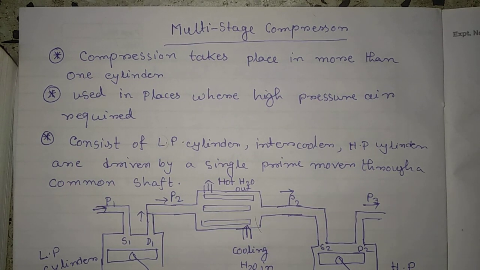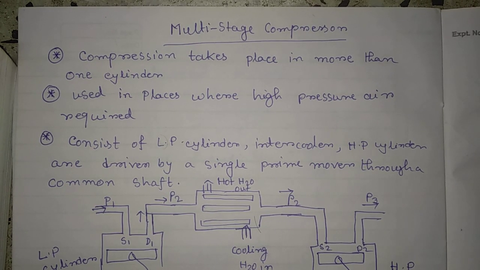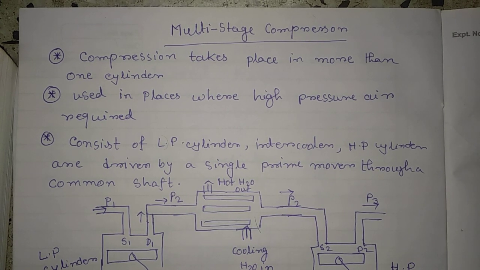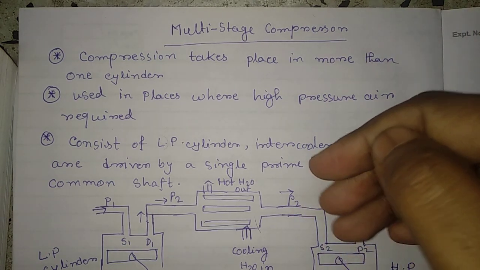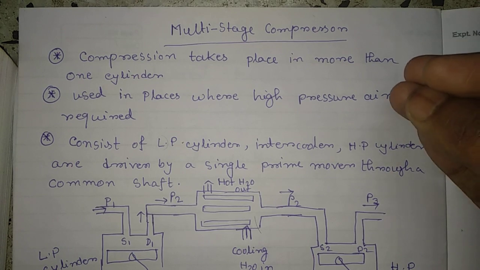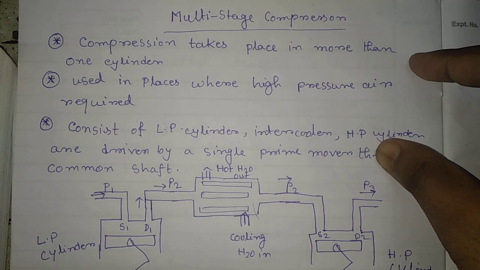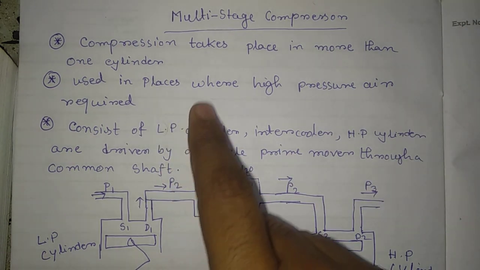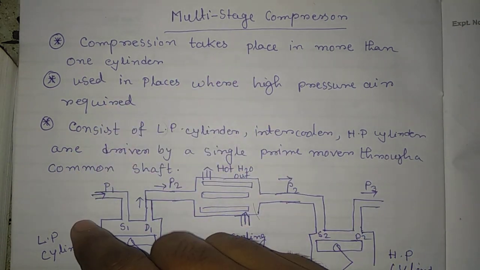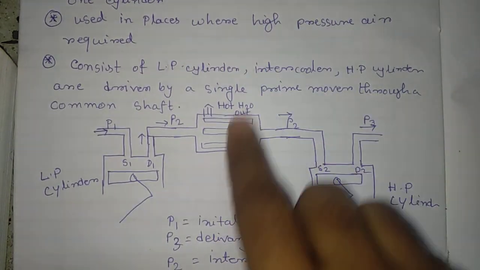Now, as you know, the compression process is done in a polytropic, isothermal, or adiabatic way, but isothermal is basically the most effective compression process if the compression takes place isothermally. Now, the most important point we discussed in the previous lecture is that the compression process takes place in more than one cylinder. Now this is the block diagram.